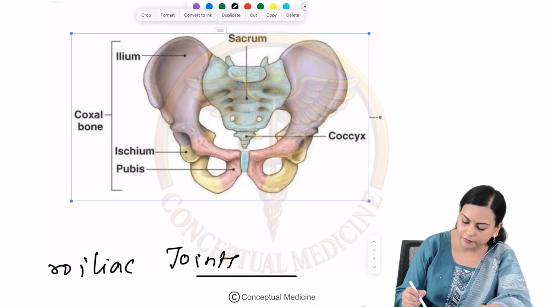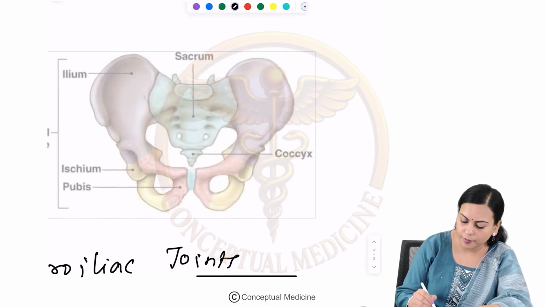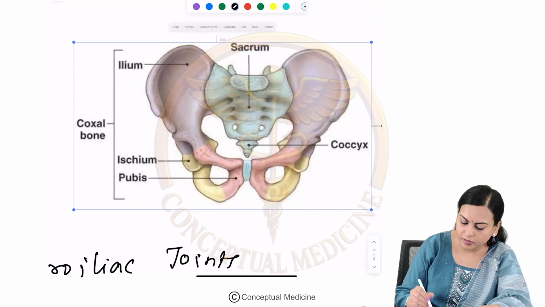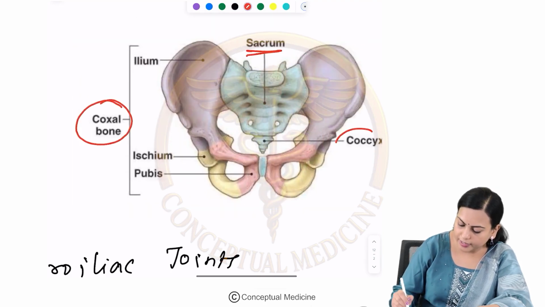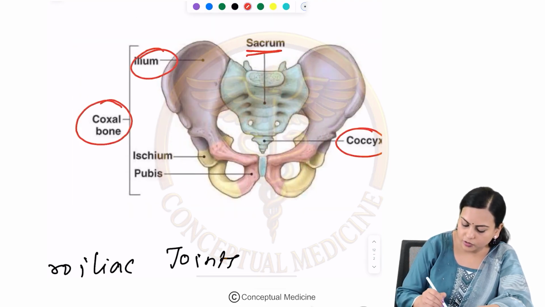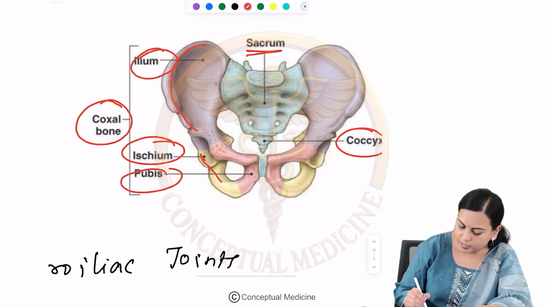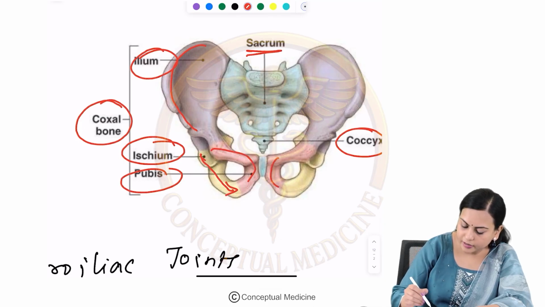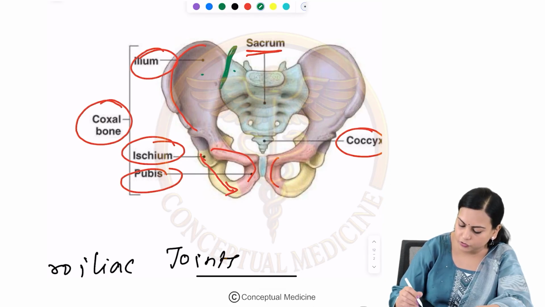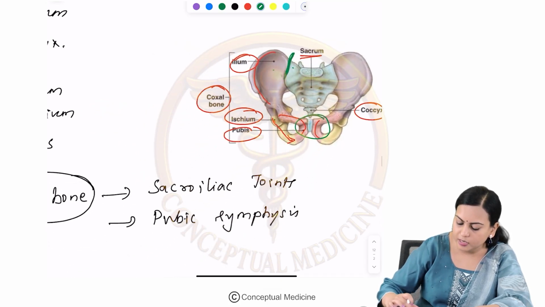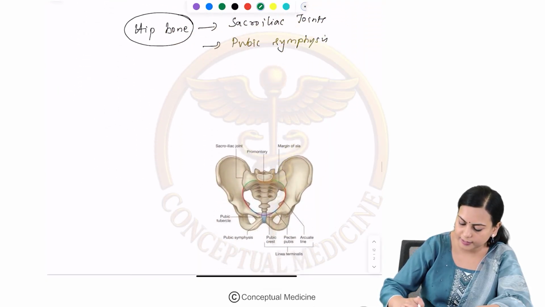So basically we have the pelvis, which is formed by the sacrum, the coxal bone or the hip bone, and the coccyx. Hip bone further consists of ilium, ischium and pubis. So this region is the ilium, this is the ischium and this part is the pubis. And here you will have the sacroiliac joint. This region where the sacrum and the ilium bone meet is the sacroiliac joint, and where the 2 hip bones meet in the front or the anterior part is known as the pubic symphysis.